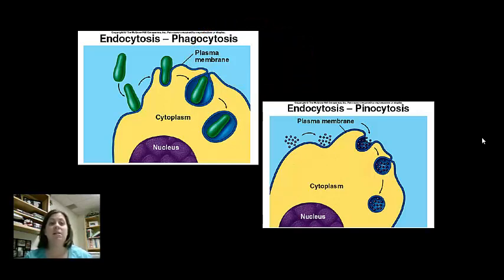Remember that phagocytosis is when they take in large molecules, so it's cell eating. Pinocytosis, on the other hand, is where they're taking in smaller molecules along with liquid, and we call that cell drinking. But whether it's phago or pino, it's still taking things inside, so it is a form of endocytosis.